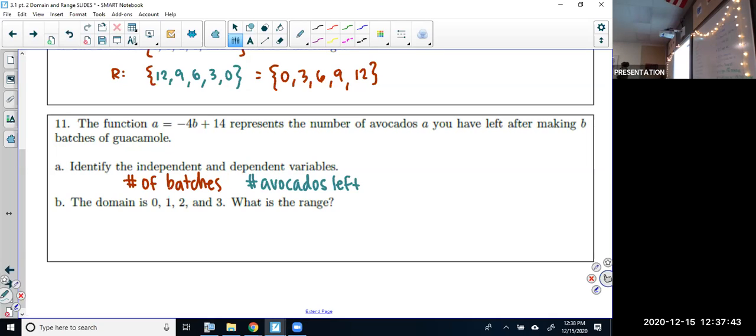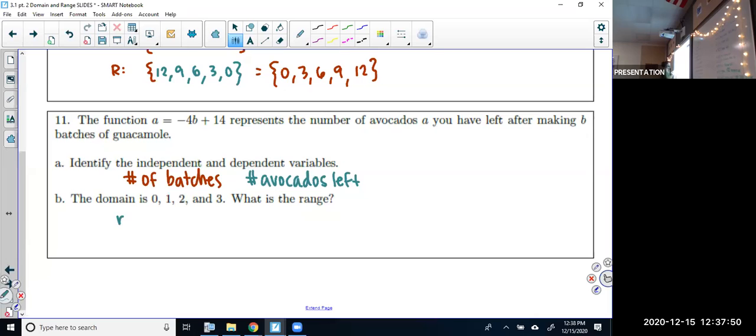Okay. The domain is 0, 1, 2, and 3. What is the range? The range, when we've made 0 batches of guacamole, how many avocados do we have left? 14. So apparently it takes 4 avocados to make one batch. Okay, so 14, and then when I make one batch, that's -4 times 1, plus 14, so that's 10.